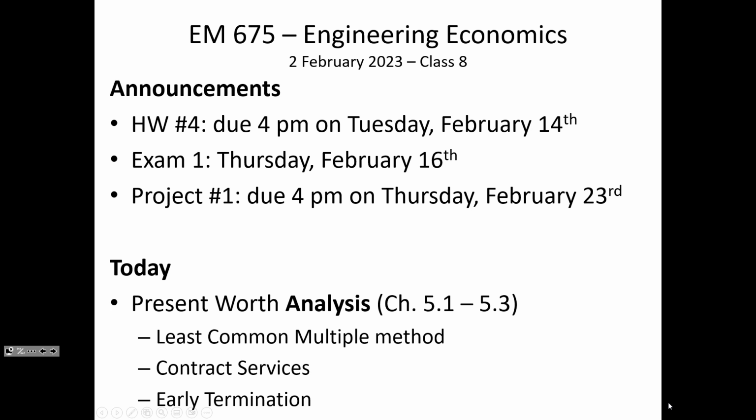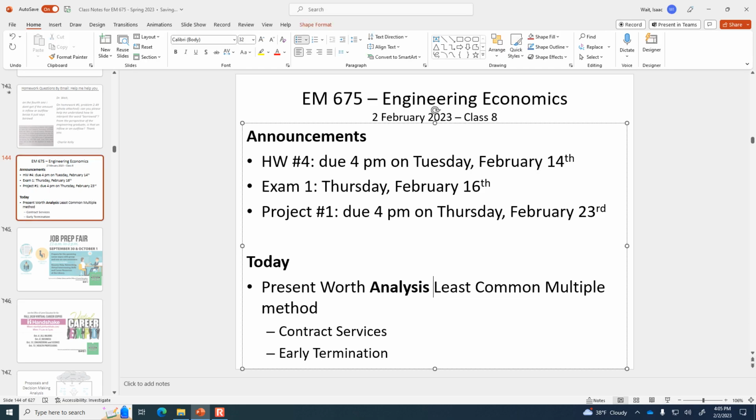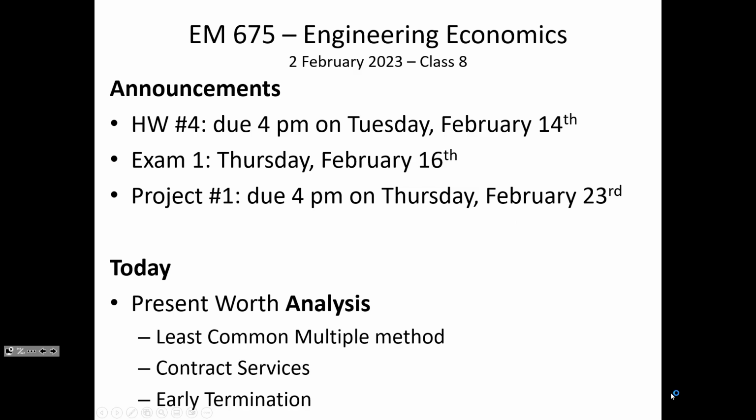Okay, now today we're going to be moving on to present worth analysis. In present worth analysis, we're using the lessons of the present worth method to make decisions between alternatives. In the present worth method that you've been using so far, you're basically just taking cash flow quantities in the future and discounting them to the present. And now you're going to be comparing 2 different things and deciding which alternative is best.